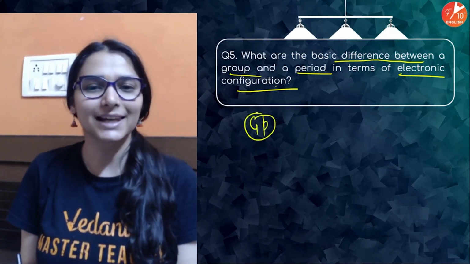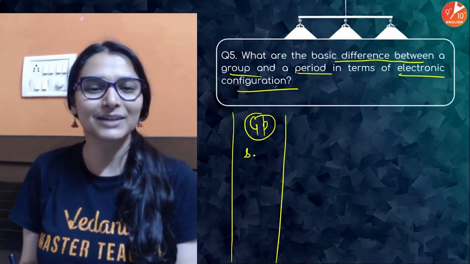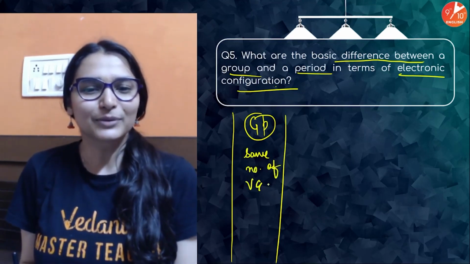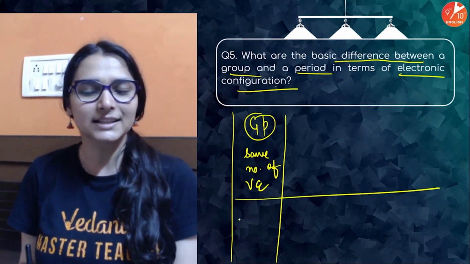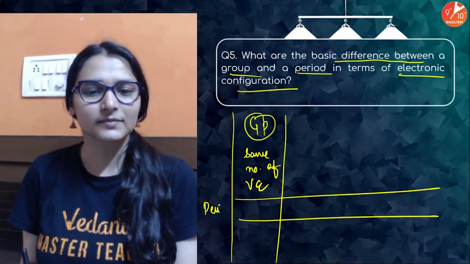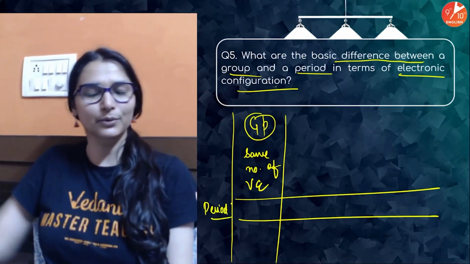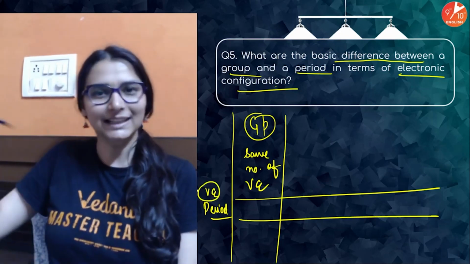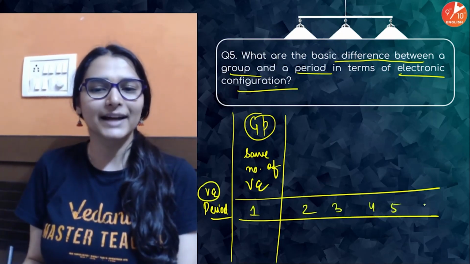ग्रुप के अंदर the elements which are lying in the same vertical column have the same number of valence electrons, है ना. And elements which lie in the same period have a successive increase in valence electrons by 1. Like in a period, valence electrons keep on increasing from 1, 2, 3, 4, 5, 6, 7, 8.